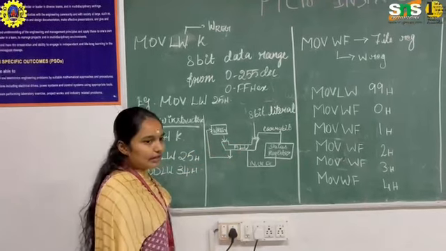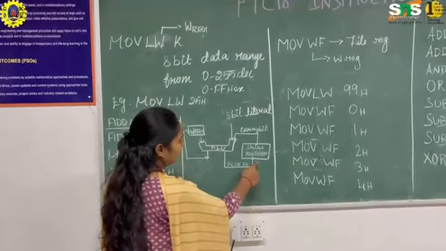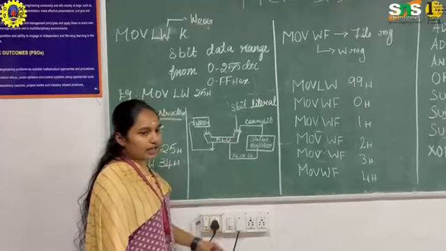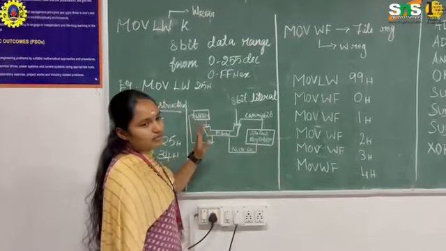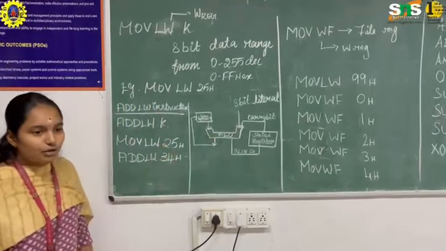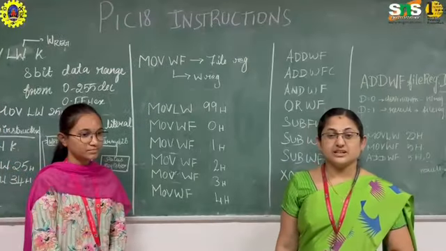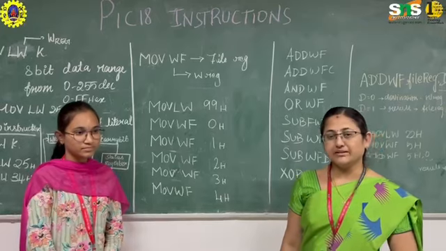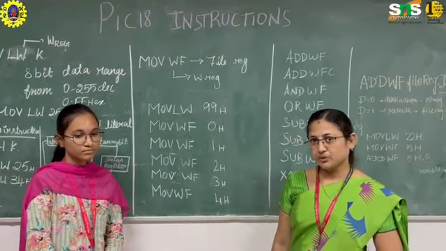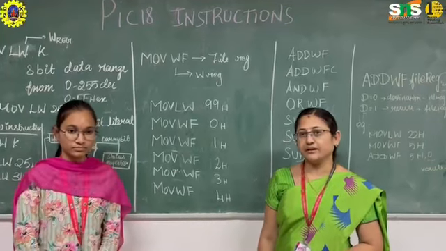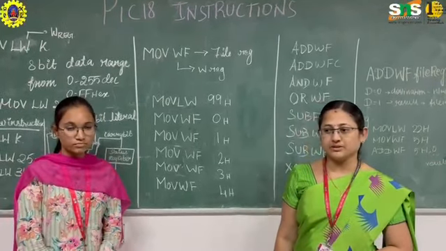If it contains any carry, it will be stored in the status register, which shows which type of carry it is. Otherwise it will be stored in the work register. This is all about MOVLW. So till now we have discussed the literal values in the PIC microcontroller. Now we see the work register and file register locations in the PIC microcontroller.